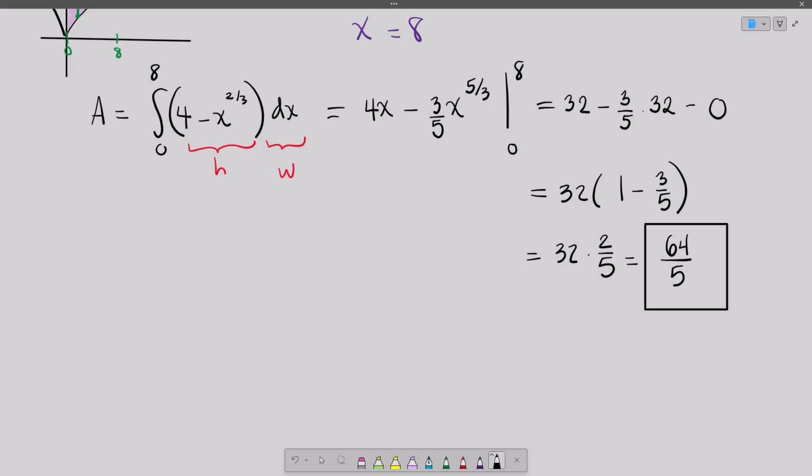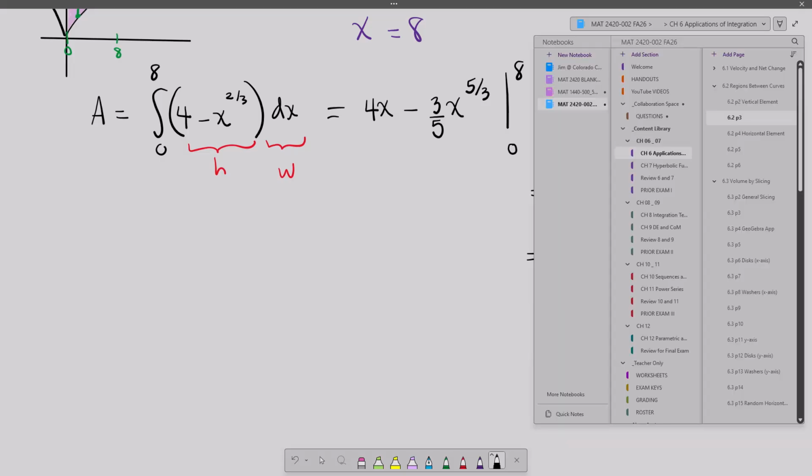How did you get to 3/5 x to the 5/3? The way we integrate, it's not a polynomial, but it uses the rules of polynomial integration. We add 1 to the exponent and divide by the new exponent. When we add 1 to 2/3, we get 5/3. When we divide by 5/3, we get 3/5. We get the reciprocal. All right.